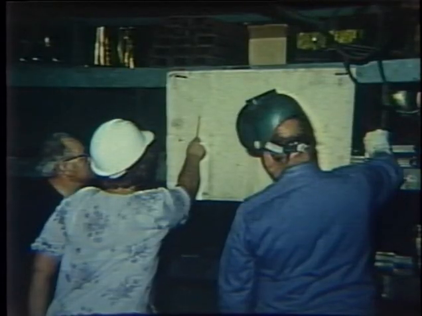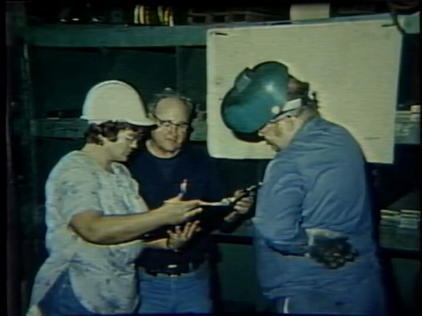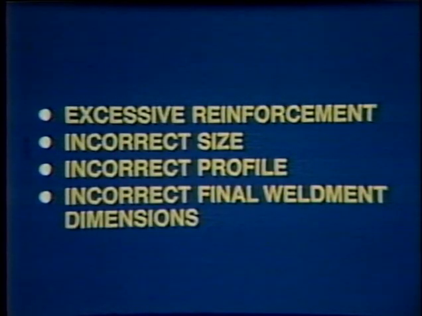One of the primary jobs of a welding inspector is to inspect the weldment and assure that it meets the requirements of the design. To do this, the inspector must be familiar with the standards which spell out the acceptable limits for weld discontinuities and must also be familiar with the weld procedure that pertains to the particular weldment. Defects such as excessive weld reinforcement, incorrect weld size, incorrect profile, and incorrect final weldment dimensions will be discussed in this topic.